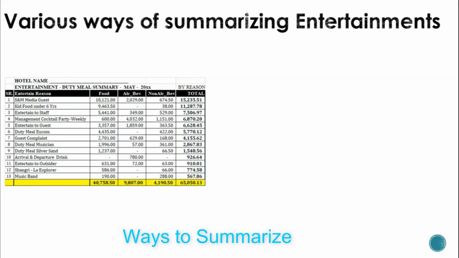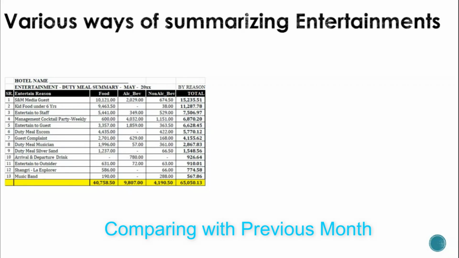So one way is to summarize by reason, so that you can check what is the top reason for giving the complimentary discounts or complimentary entertainment, right? And then you can compare it with the previous month or make a trend. January, February, March, April, May, June. What is the trend? Are some reasons consistently higher?